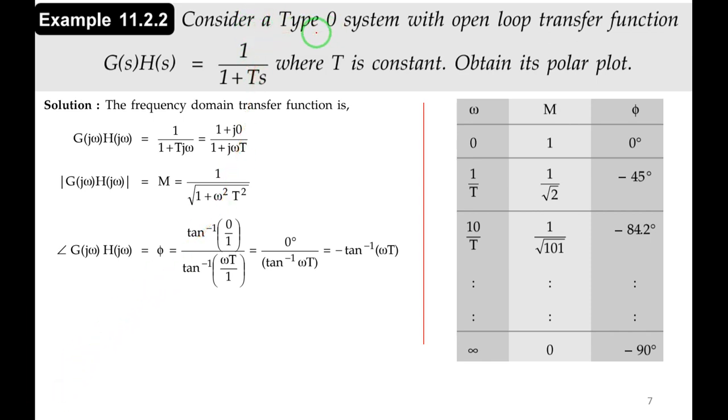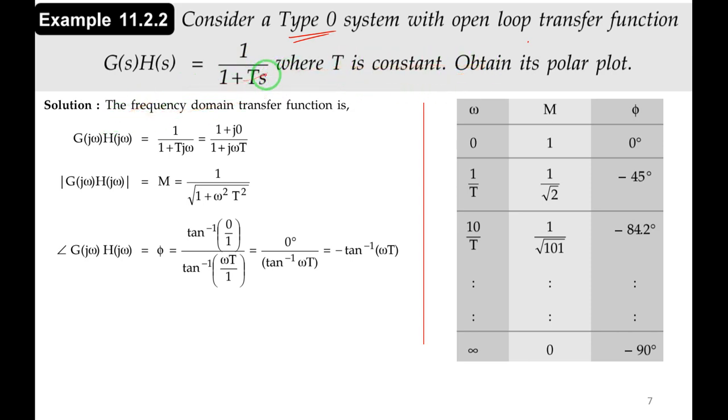Consider a type 0 system with open loop transfer function G of s into H of s equal to 1 divided by 1 plus Ts, where T is a constant. Obtain its polar plot. Type 0 system means none of the poles are lying at the origin. You know this. So that is a type 0 system. 1 divided by 1 plus Ts is already in standard time constant form.